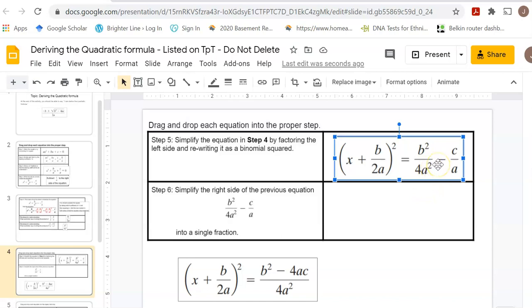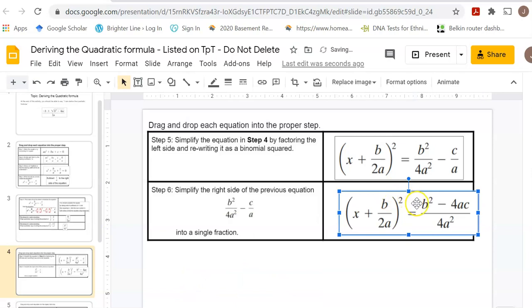And to simplify into a single fraction, they should recognize, well, I should have modeled that these are unlike terms. Oh, I'm sorry, they're unlike denominators, and they have to make this denominator become 4a to the second. And they will get this. After they combine that, they will get b squared take away 4ac all over 4a to the second.